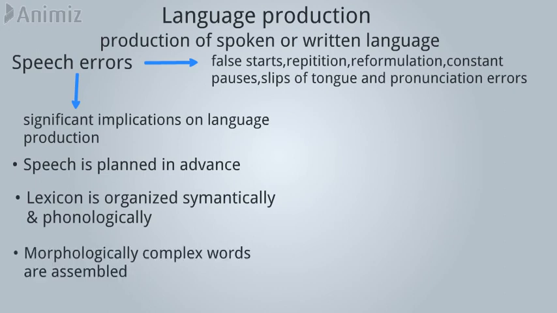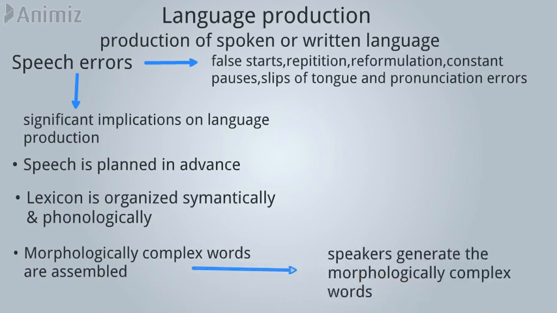Morphologically complex words are assembled. Errors involving blending within a word reflect that there seems to be a rule governing the construction of words in production, and also likely in mental lexicon. In other words, speakers generate the morphologically complex words by merging morphemes rather than receiving them as chunks.